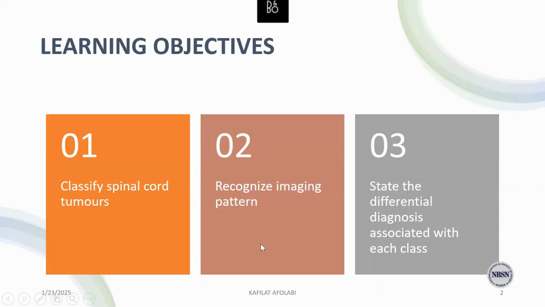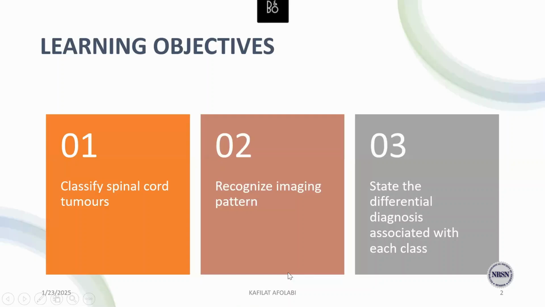Okay, so I'll be taking this topic following these learning objectives, which include how to classify spinal cord tumors and recognizing imaging patterns. At the end of this lecture, we should be able to state the differential diagnosis associated with each class of tumors. So like I said, these are the learning objectives, and I will be doing that using this outline.